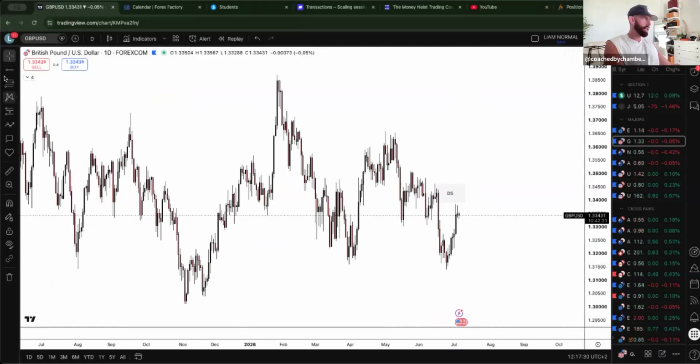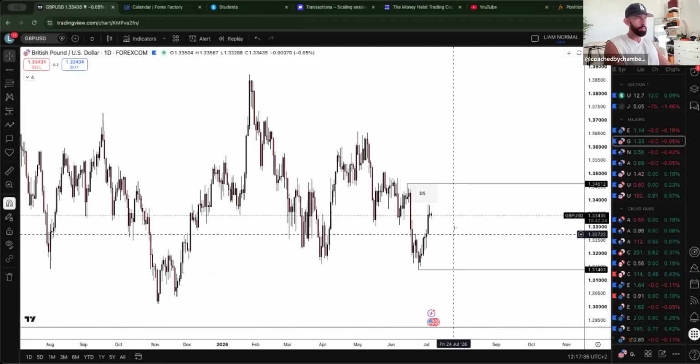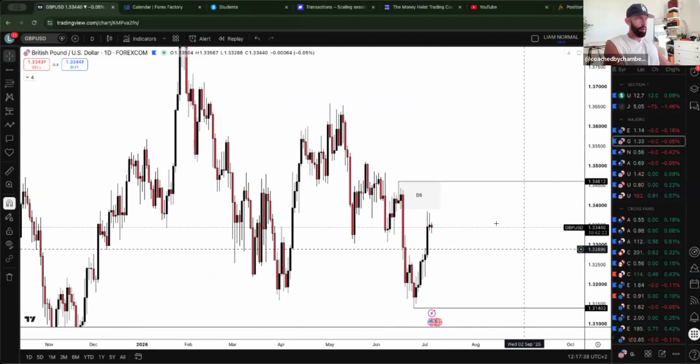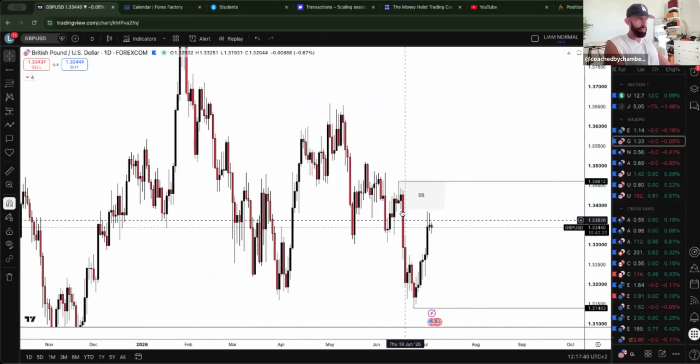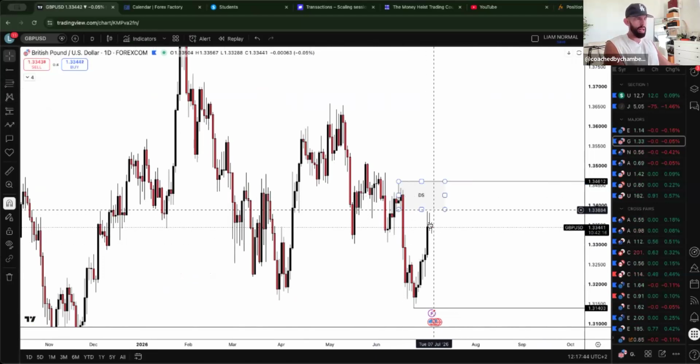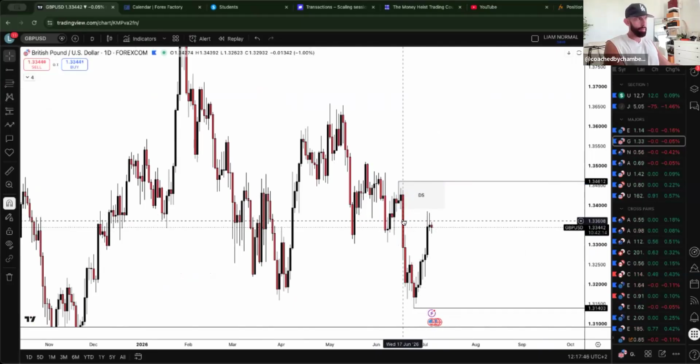So same again, you can see the structure that we're in. We have our daily lower high and our daily lower low. Pretty simple. Of course, we have this daily supply area with a lot of imbalance. Market hasn't reached into that supply area, but we've pretty much filled in the majority of that imbalance.